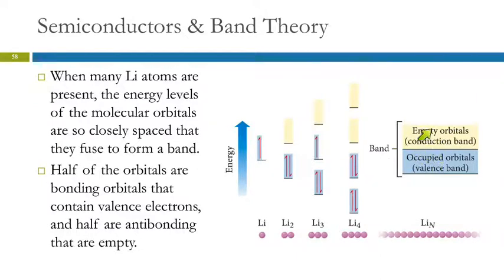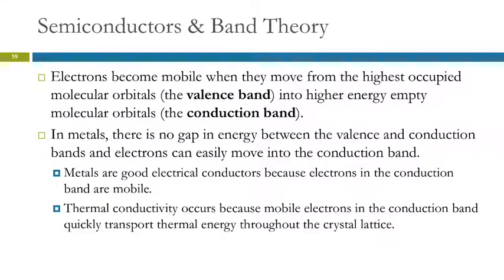So we've got empty orbitals. The anti-bonding orbitals are going to be empty, and the occupied orbitals are going to be the bonding orbitals. So we call this the valence band. That's where the valence electrons are. This is the conduction band. Electrons can be free to move when they move from that valence band into the conduction band.